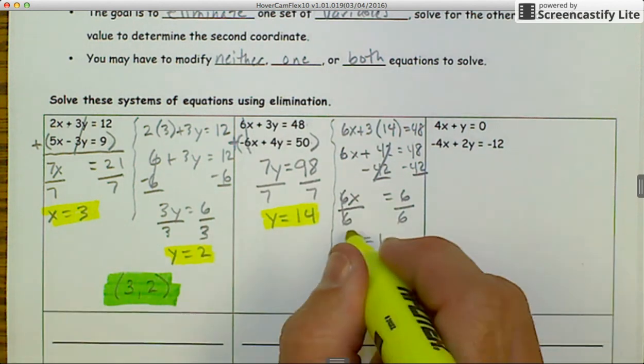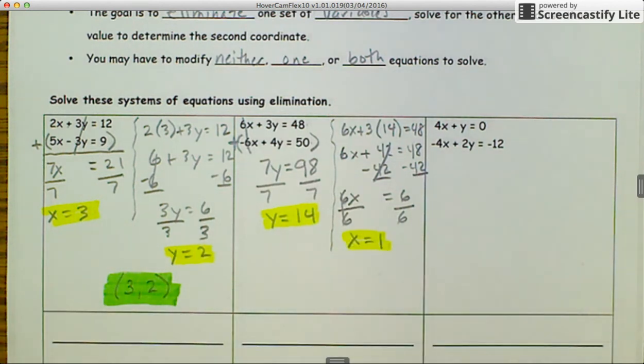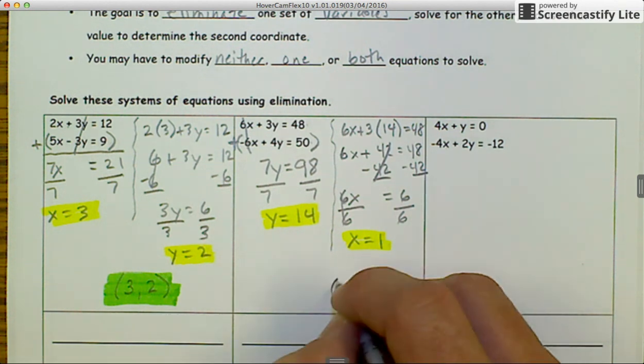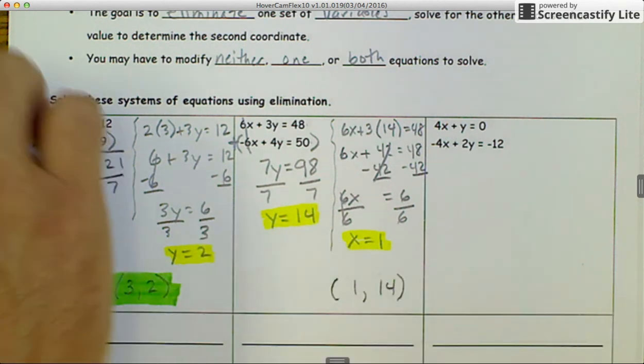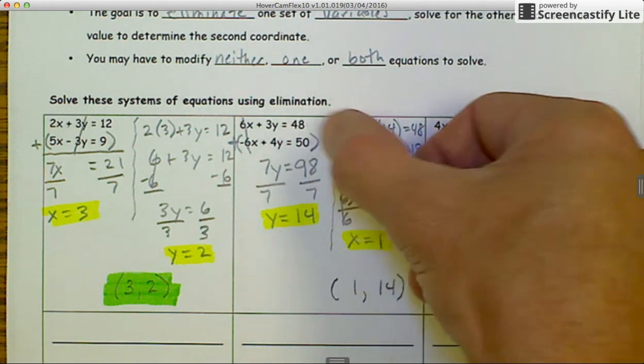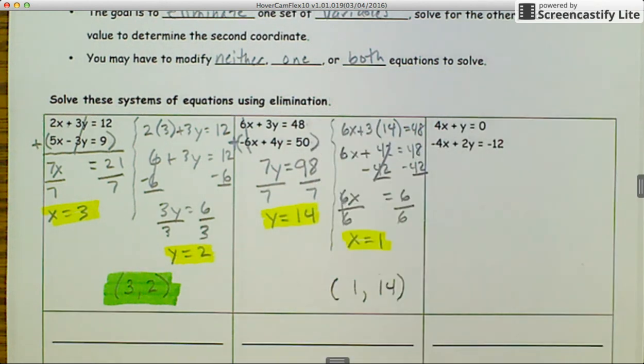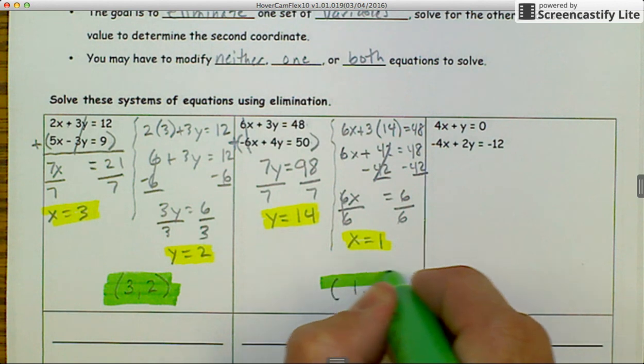So again, we have found our second coordinate, x equals 1, and we're going to put that into our solution. And our solution would be 1, 14. So if we were to graph these two lines, they would intersect at the point 1, 14.